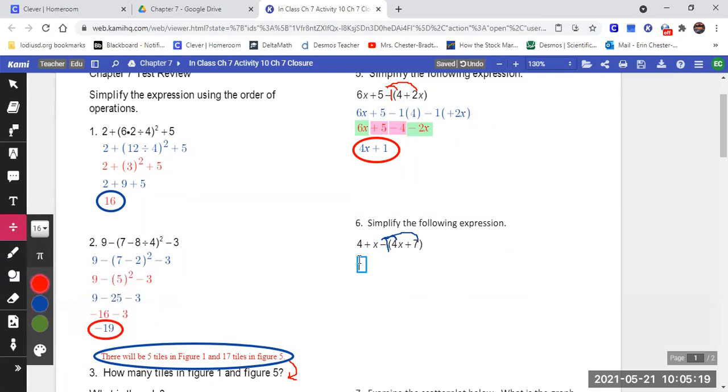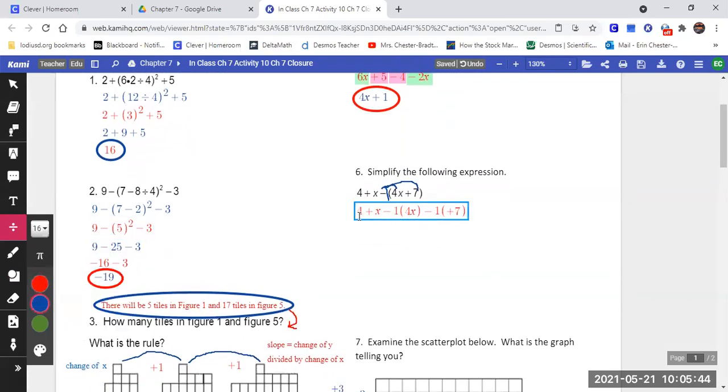I am not changing the 4. I'm not changing the plus x. I am doing negative 1 times 4x and negative 1 times positive 7. Distribution. This was from way back, like chapter 1.